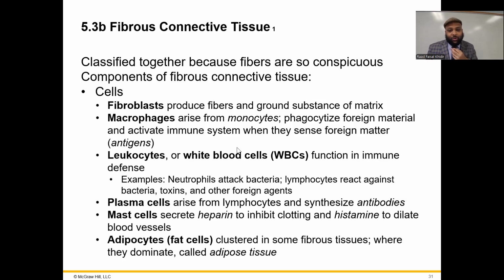Fibroblasts produce fibers and ground substance of the matrix. Macrophages arise from monocytes. They phagocytize foreign material and activate the immune system when they sense foreign matter, known as antigens.